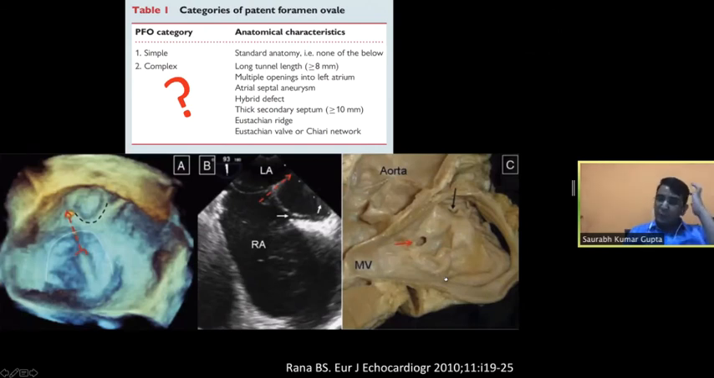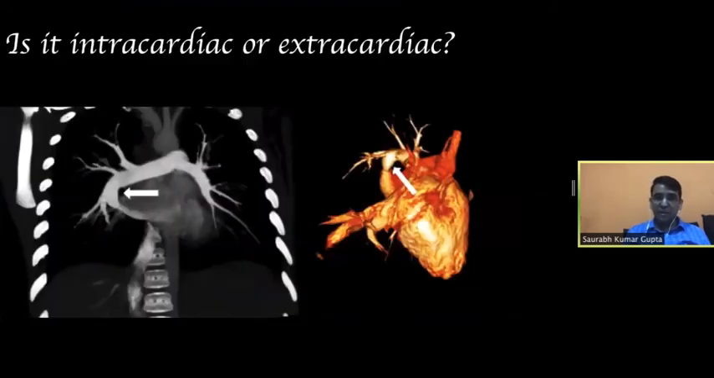Now these are different forms of PFO. Long tunnel type is when it is more than 8 millimeter. There can be multiple openings. There can be a septal aneurysm. There can be hybrid defects. There can be a Eustachian ridge. And as you can see over here, this is the tunnel of PFO. This article in 2010 elegantly described different morphologies of PFO.